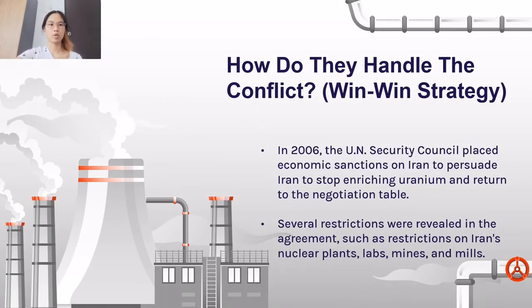I'm going to present how they handle the conflict. Several UN Security Council resolutions between 2006 and 2010 mandate Iran to cooperate fully with the International Atomic Energy Agency's examination of its nuclear activity.